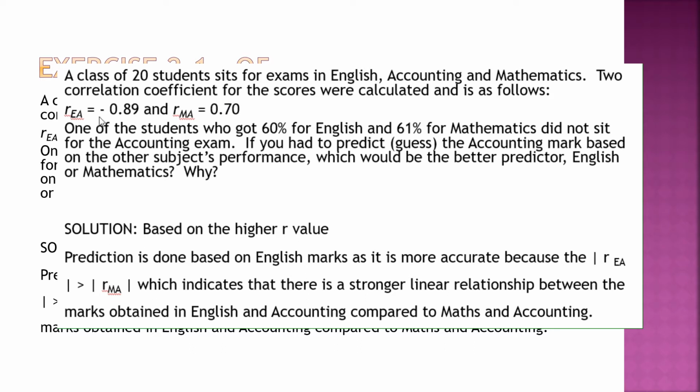So if I want to make any prediction, the best would be between English and accounting. So one student got 60% for English and 61% for maths, did not sit for accounting. If you had to predict, which one would you use? Of course you will use English and accounting, alright, because the relationship is stronger. So if you want to predict, you will look for a stronger R.